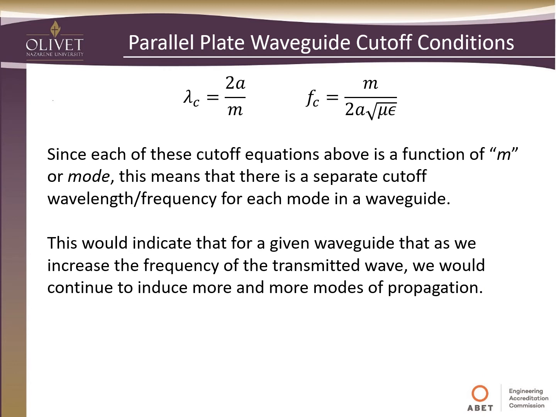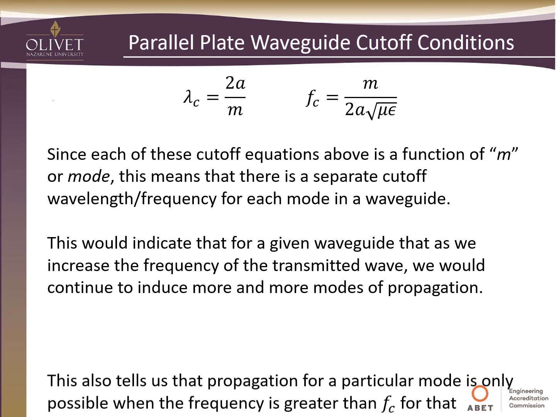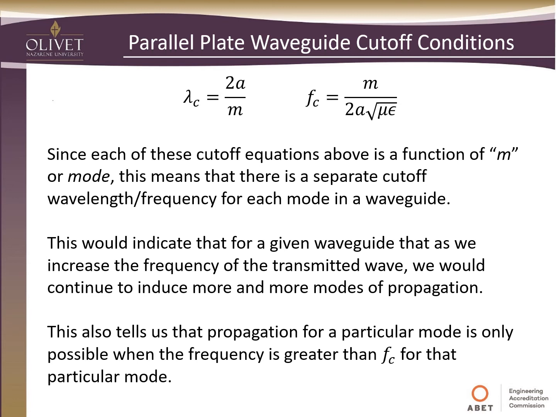This would indicate that for a given waveguide, as we increase the frequency of the transmitted wave, we would continue to induce more and more modes of propagation. So we can have multiple modes propagating at the same time. This also tells us that the propagation for a particular mode is only possible when the frequency is greater than this cutoff frequency. That is, that we get above the point where it's bouncing.